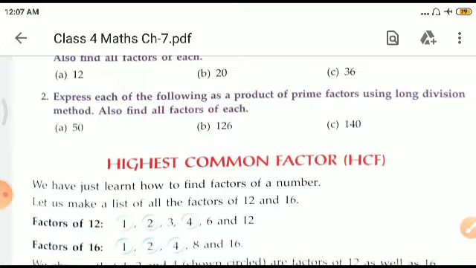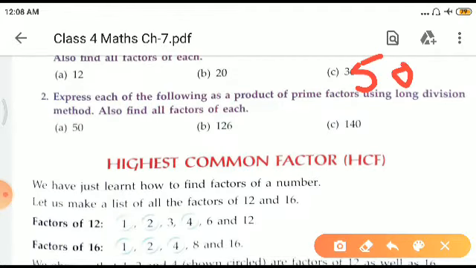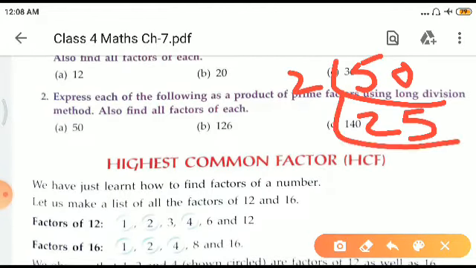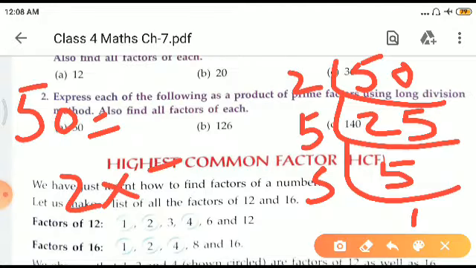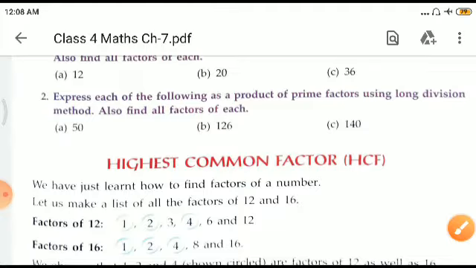Let us take 50. Let us divide it by 2, we get 25, and 25 we divide by 5, we get another 5, which when we divide by 5 we get 1. So 50 will be 2 into 5 into 5, right children?